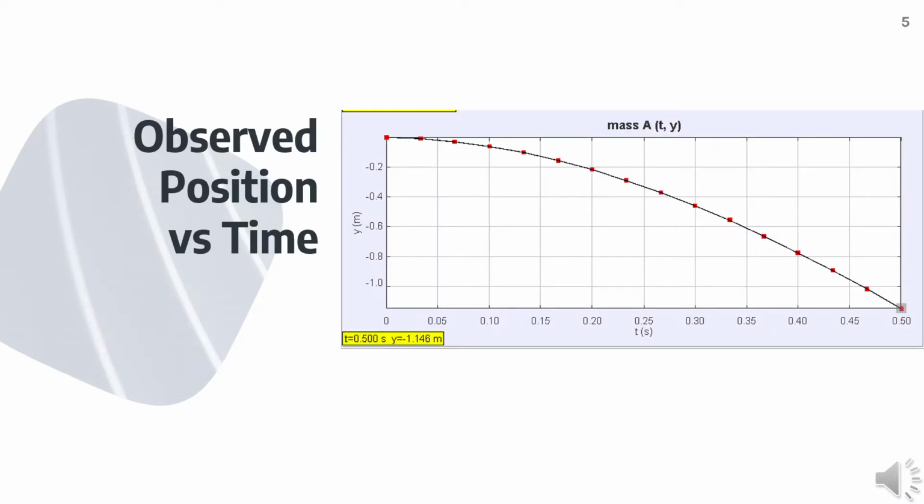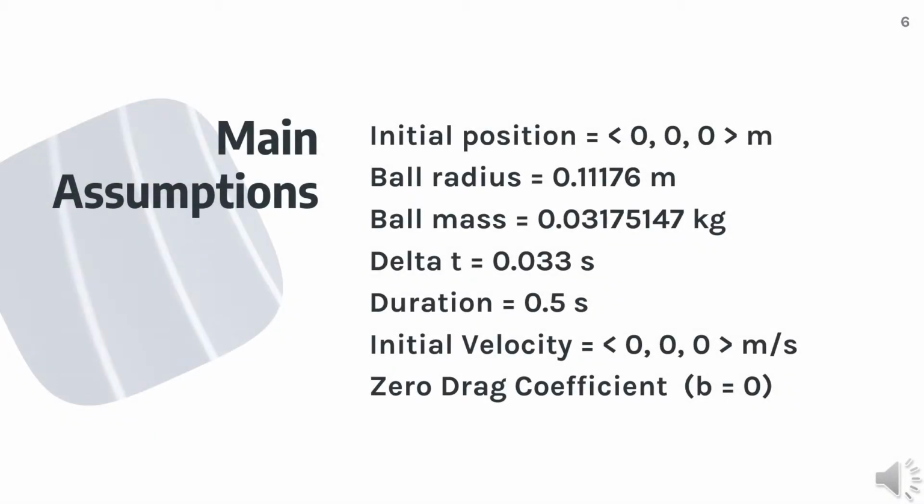In order to predict the motion of this object, we need to make a few main assumptions. The initial position is at the origin, which matches with the tracker program's orientation. The ball's radius is the meter equivalence of 4.4 inches, the length of the sponge. The ball's mass is the kilogram equivalence of 0.07 pounds. The duration after trimming the clip was half a second. The initial velocity of 0 matches the object at rest at t equals 0. And for this first part, we are setting b equal to 0.